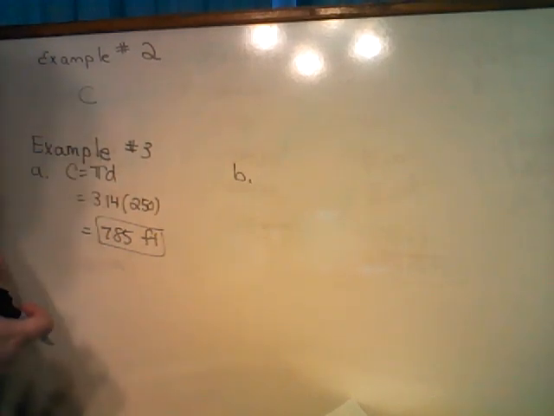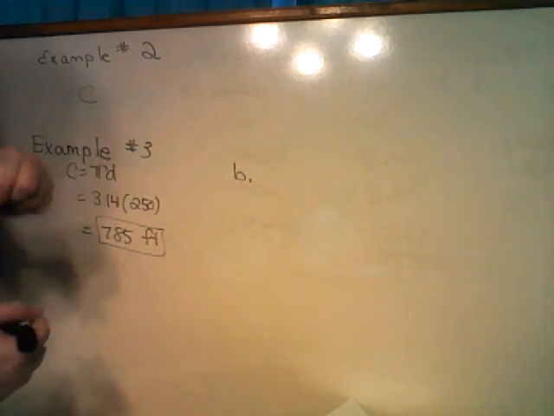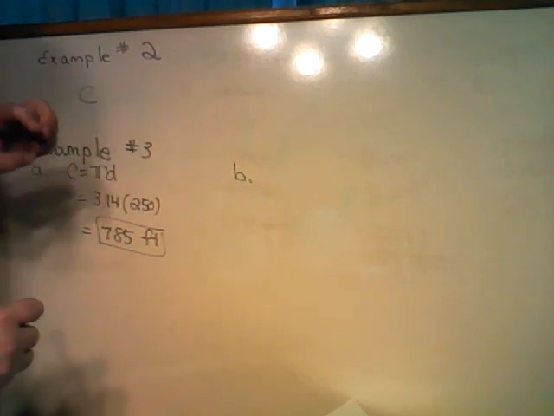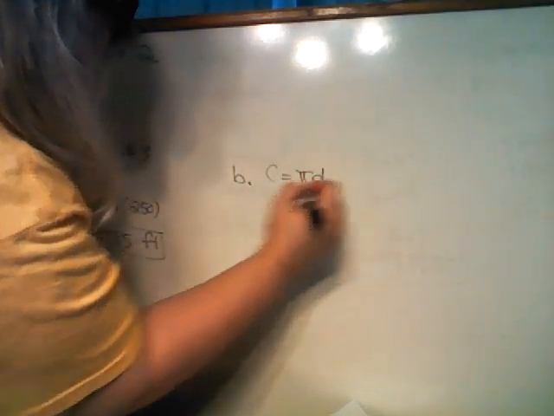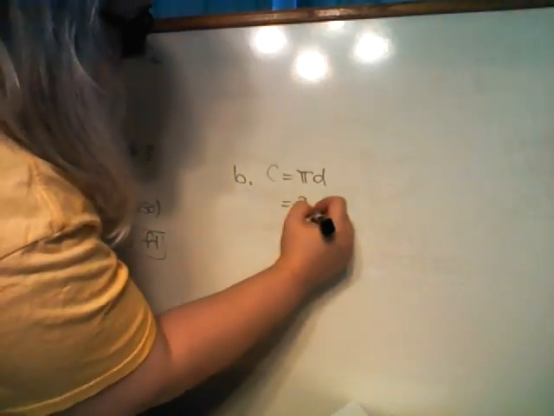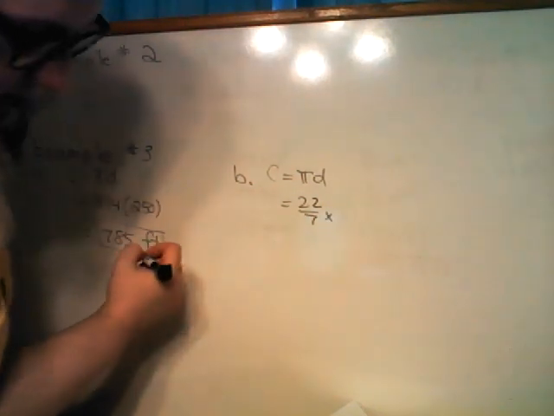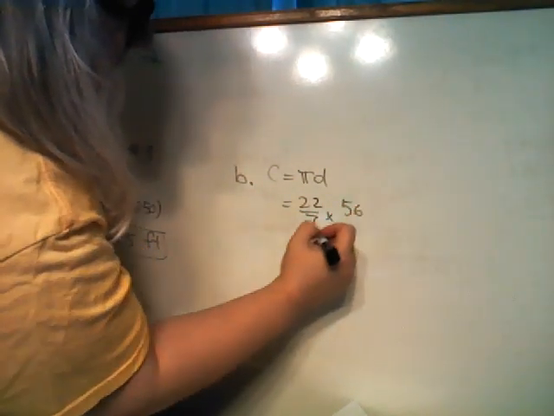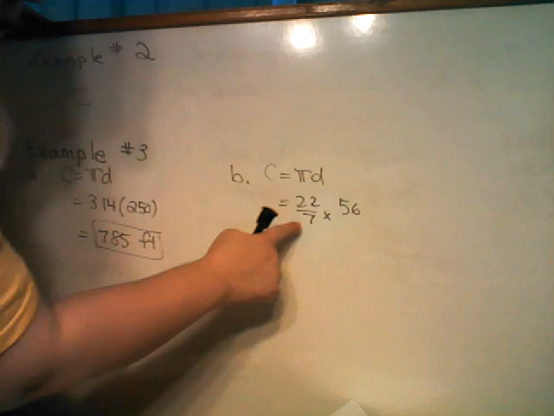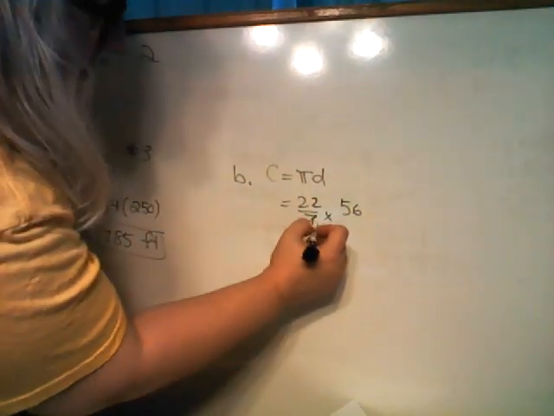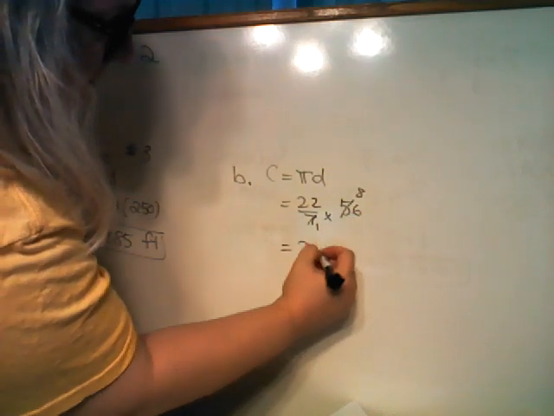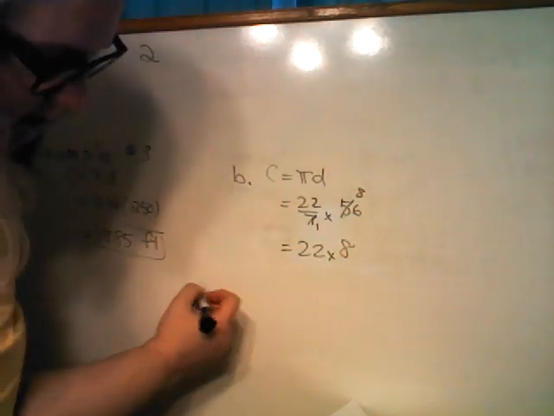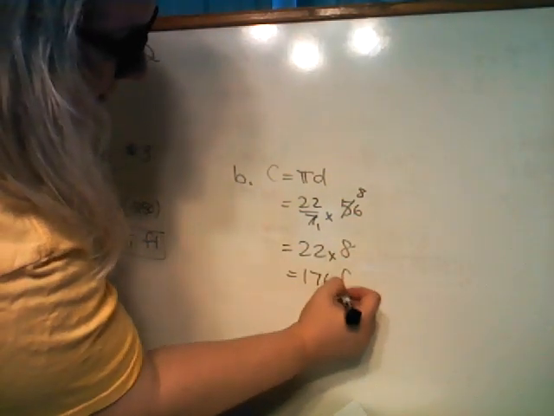but they do. So how far will someone travel on that ride if they go 15 times around? I'm going to use 22/7 for pi. I'm going to do pi d because it's a circumference situation. 22/7 times 56. So this works out. 7 goes into 56 8 times. 22 times 8 gives me 176 feet.